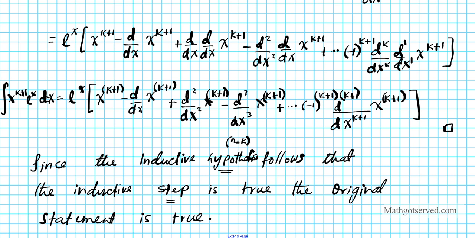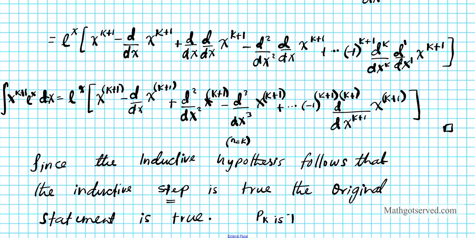Let me write this nicely. So this is inductive hypothesis following that the inductive step is true. Inductive hypothesis follows that the inductive step is true, the original sequence is true. So the goal again for induction is just trying to show that P sub k is true, implies that P sub k plus 1 is true. So that means that pattern will continue for any k that you select, okay? So that's the whole idea behind mathematical induction. And we've basically proven that the original statement is correct. So there you have it.